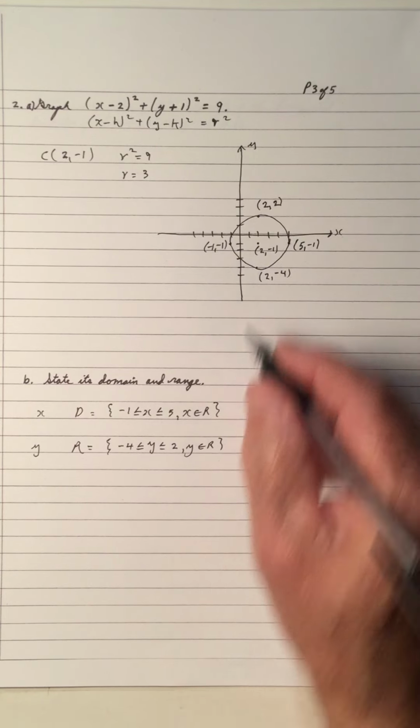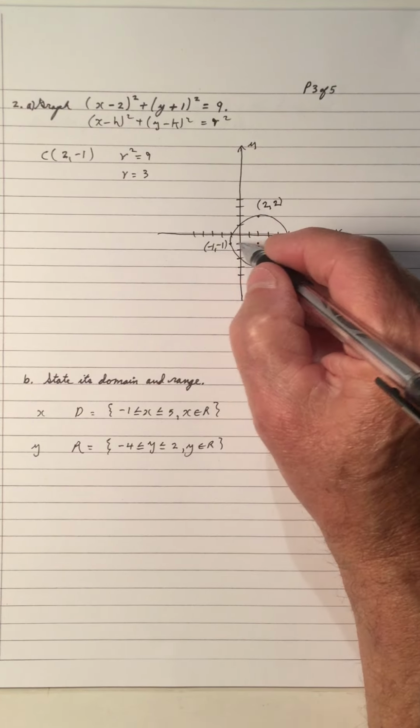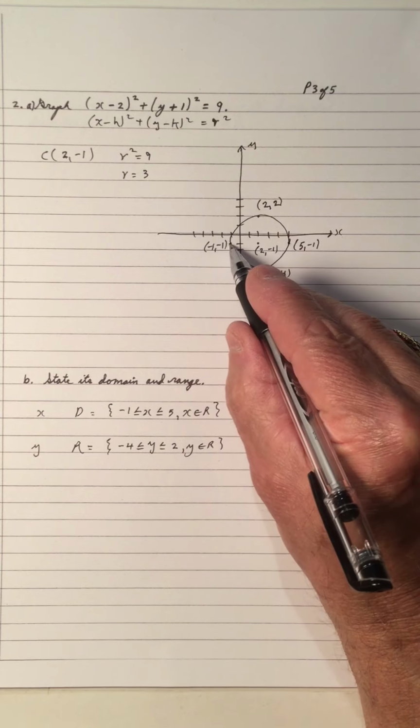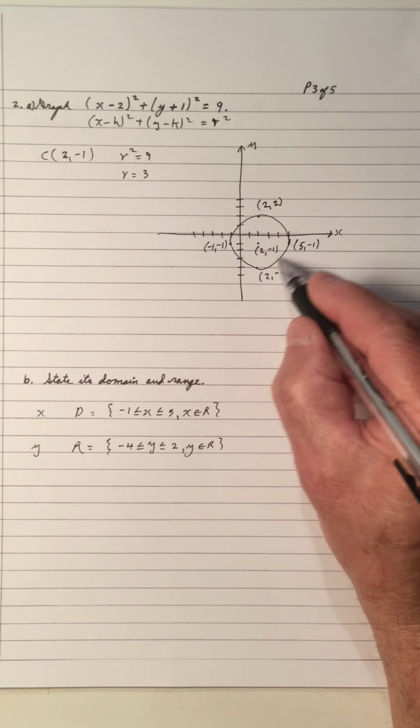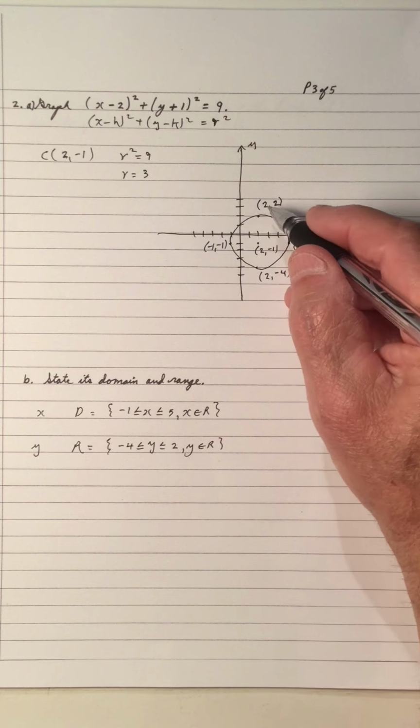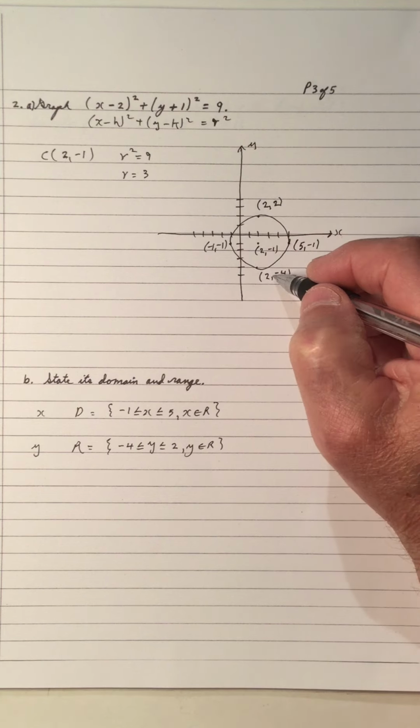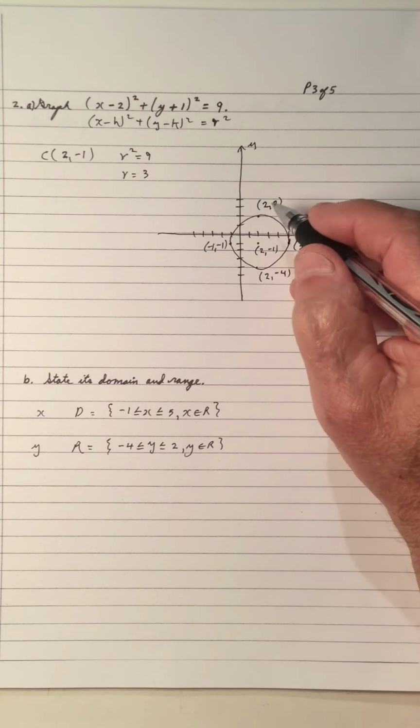And when we say belongs to the reals, it means all the values of x starting from -1 up to 5 are on this graph. And all the values of y starting at -4 going up to 2 are on this graph.